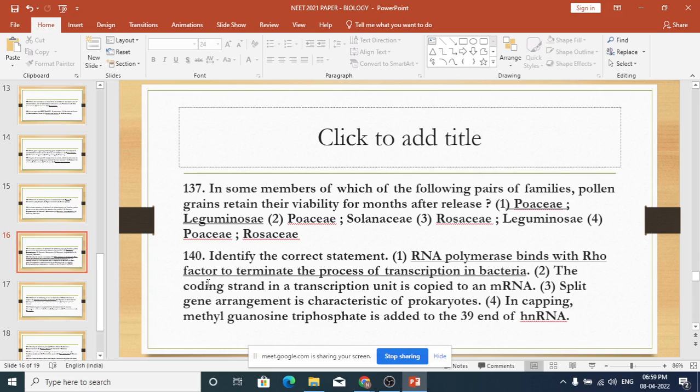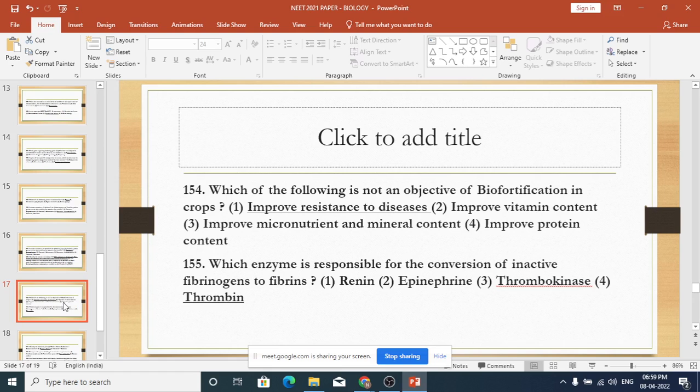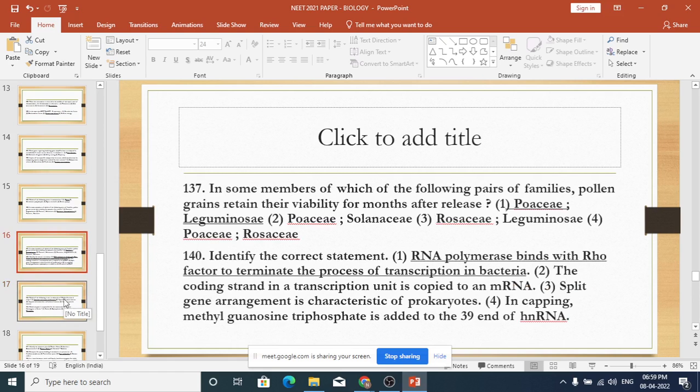Identify the correct statement. RNA polymerase binds with rho factor to terminate the process of transcription in bacteria. The coding strand in a transcription unit is copied to an mRNA. Split gene arrangement is a characteristic of prokaryotes. In capping, methyl guanosine triphosphate is added to the 3' end. I think these are all 12th standard. Looks like. Yes, sir, mostly the gene related, RNA. And I think this DNA must be 12th standard. Okay.